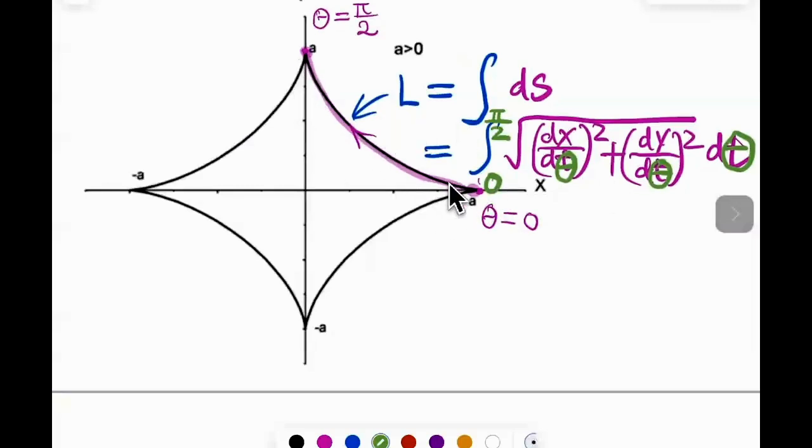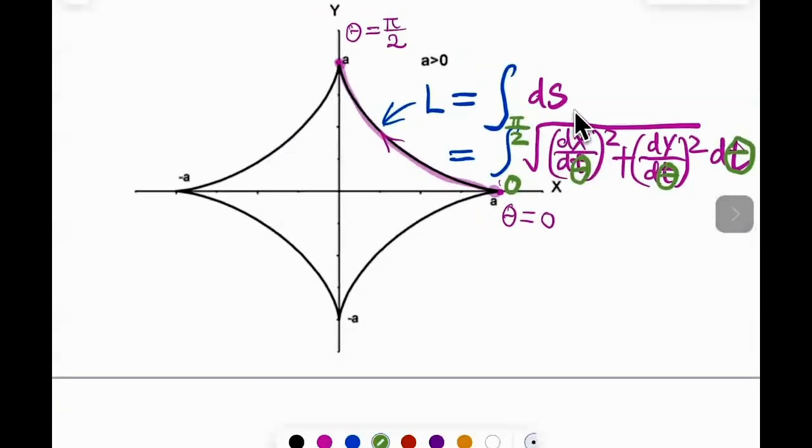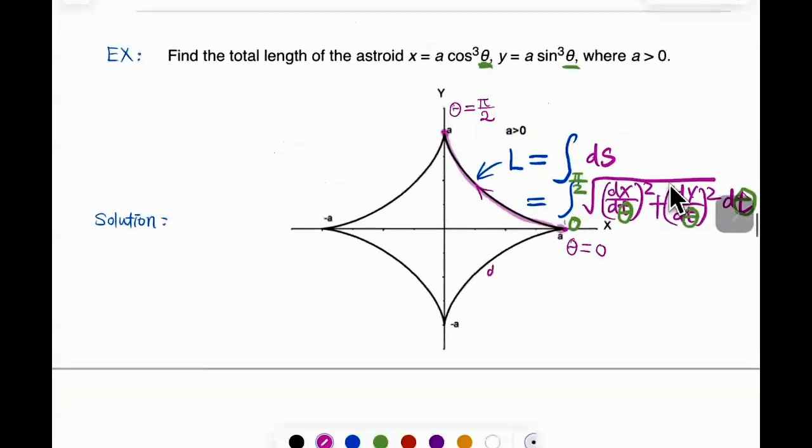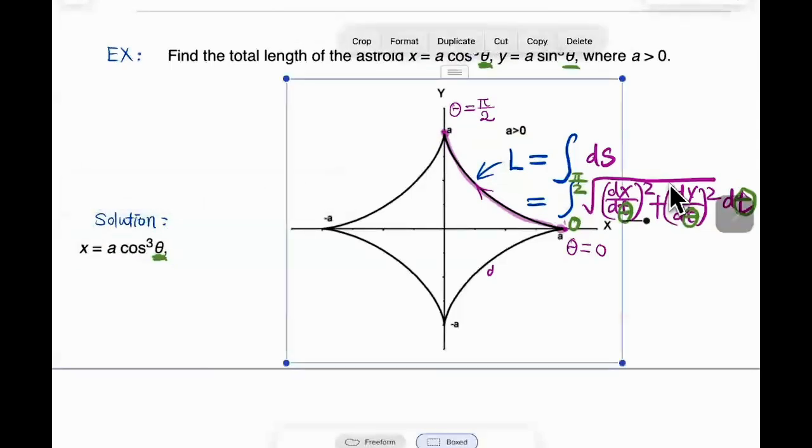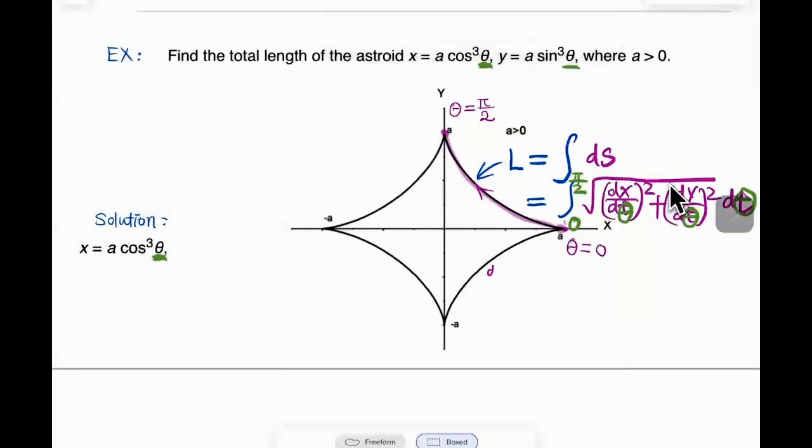So we do that. Now, in order to do this, we need to first find what? dx/d theta and dy/d theta. Let's do that. Let's put down what x is equal to. Let me copy that. x equals this. So what is dx/d theta?